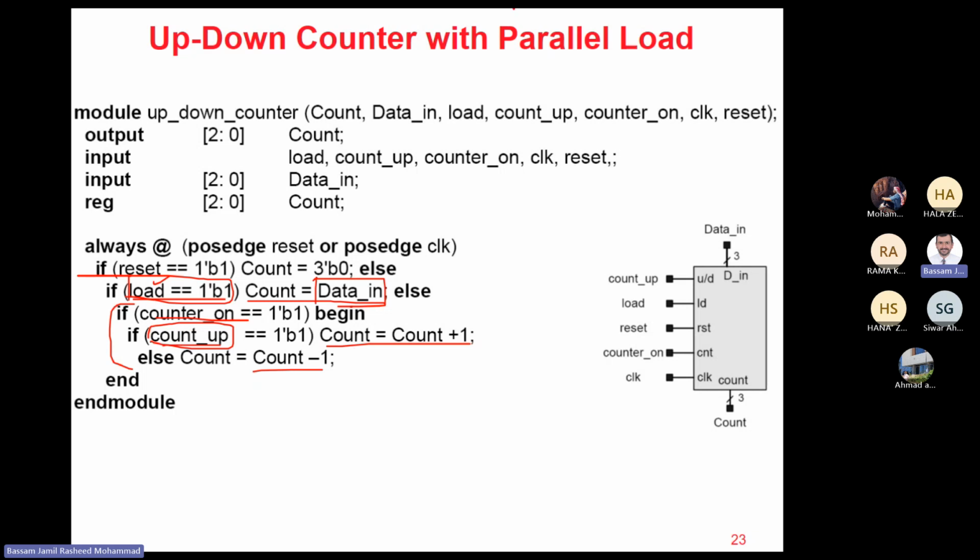So here is the counter. We have the start counting value, which is enabled by this load signal, and this is the counter-on signal that tells me whether I can count now or not, and this is the signal that tells me to count up or down. This is the output of the counter.